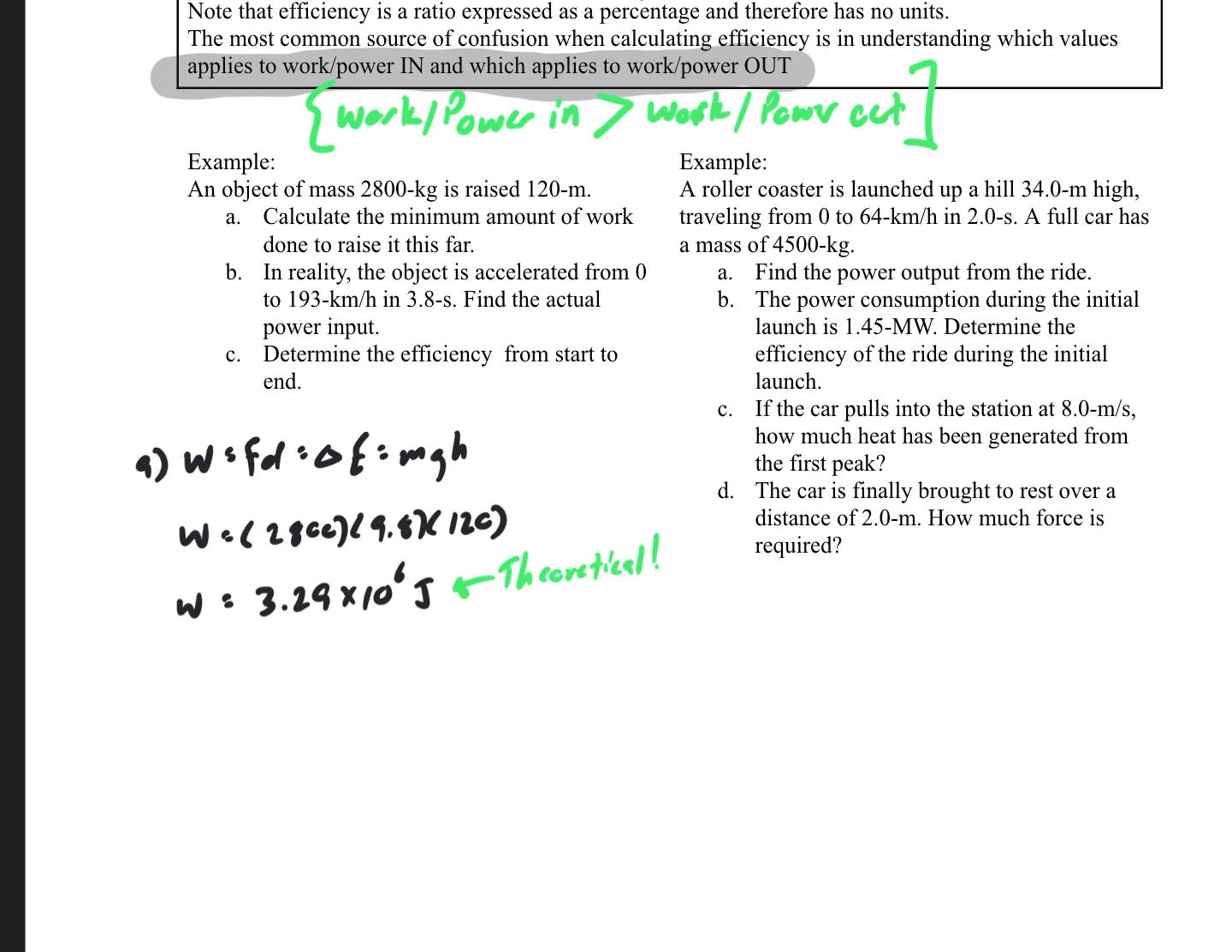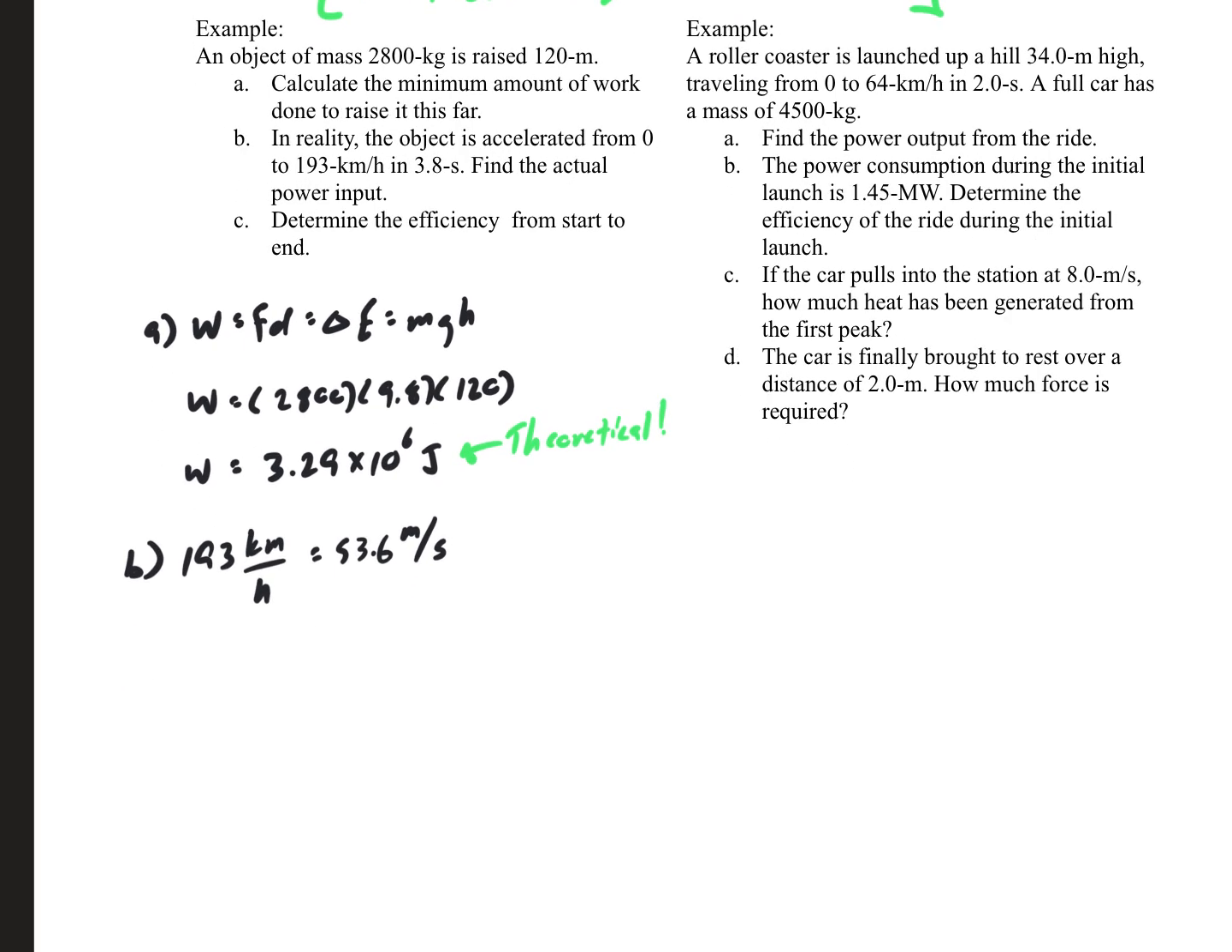In reality, the object accelerated from 0 to 193 kilometers per hour in 3.8 seconds. Let's figure out what the actual power input was to make that process happen. First thing we need to do, everything needs to be in meters per second. So 193 kilometers per hour is 53.6 meters per second. Make sure you understand how to do the conversion.